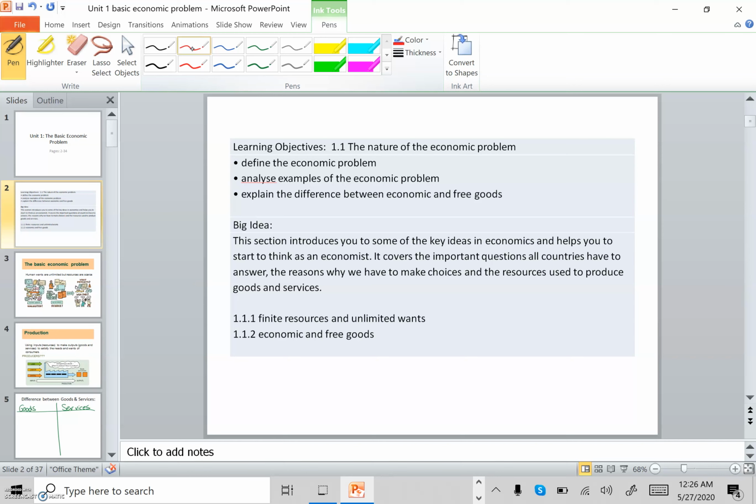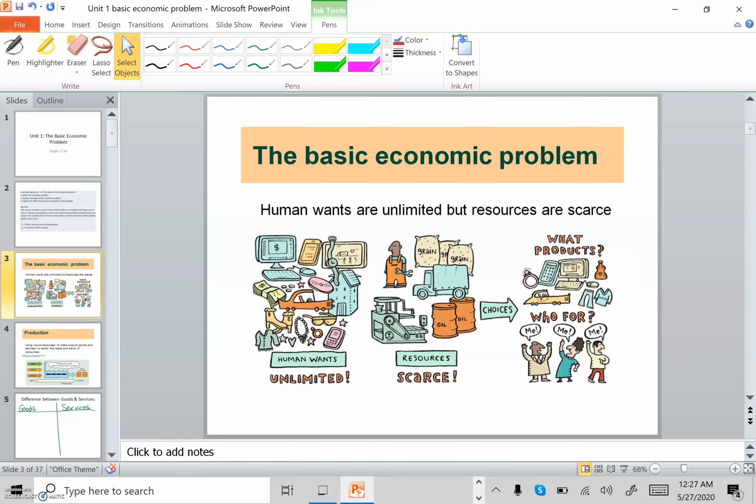Now, in general, this chapter will be talking about how you can think like an economist, and you will be capable of understanding how to make the right choices at the end. Okay, so right now, this is the first thing that we will be doing. What is the basic economic problem?